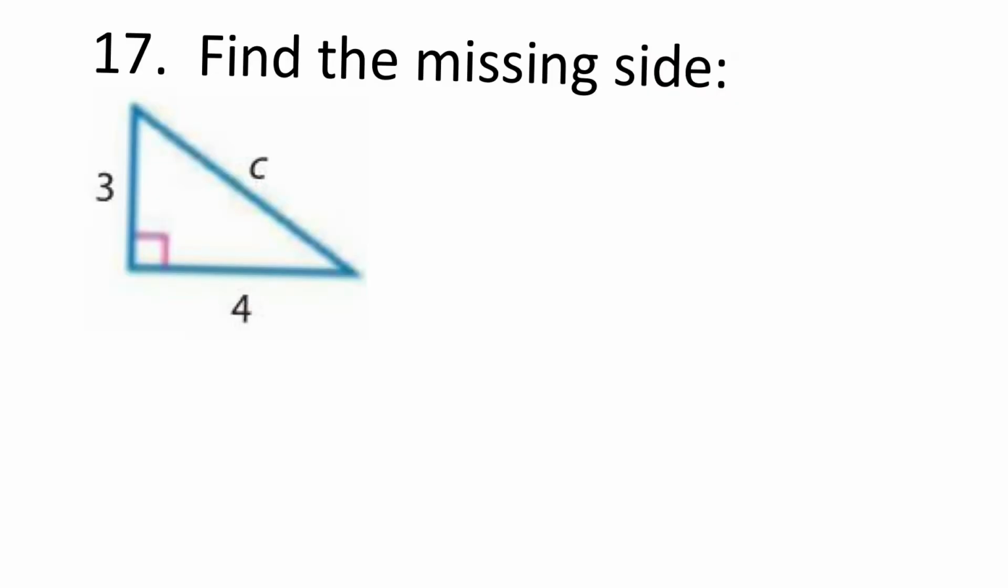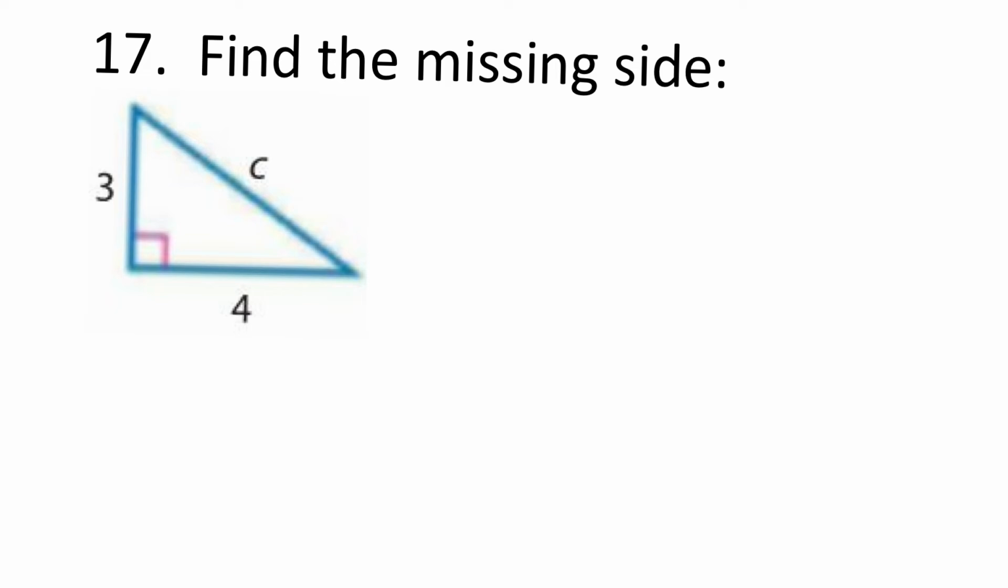For 17, you guys are looking for the missing side. Look at the diagram, the picture. You have a right triangle. We know it's a right triangle because this angle here has a square, so that means it is a 90-degree angle. So it is a right triangle, and we have to use the Pythagorean theorem to find the missing side.